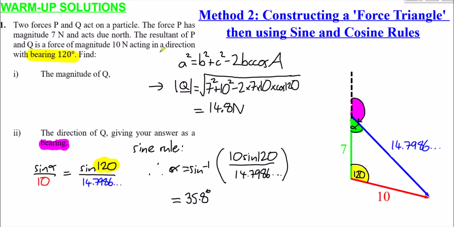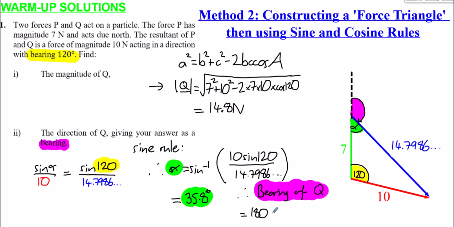So worked out alpha here, which is 35.8. Therefore, the bearing of Q, which is this angle here I've just highlighted in this purple colour. Using the fact that angles on a straight line, on this north line for example, add up to 180, we can just do 180 minus alpha. So 180 minus 35.8, that'll give us to three significant figures, 144 degrees. Like we had before, using the previous method.